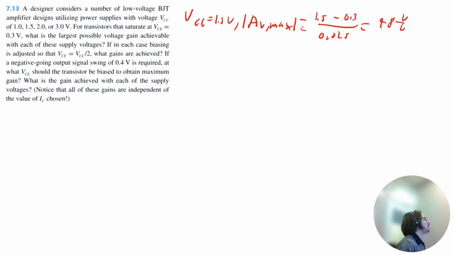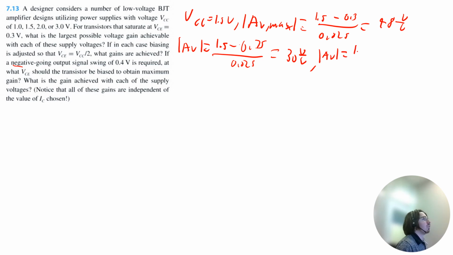And then for this VCC divided by 2, we will get 1.5 minus 1.5 divided by 2, which is just 0.75, divided by 0.025. That's equal to 30 volt per volt. And then lastly, with this negative going signal, that would be 1.5 minus just the straight 0.7 volts again, divided by 0.025, and that is equal to 32 volt per volt.